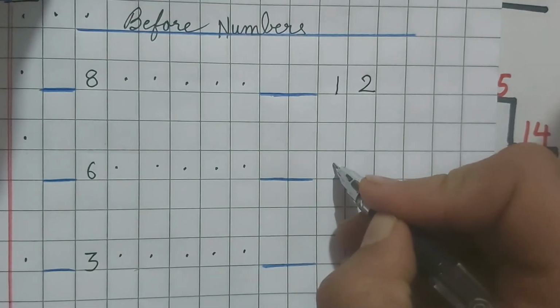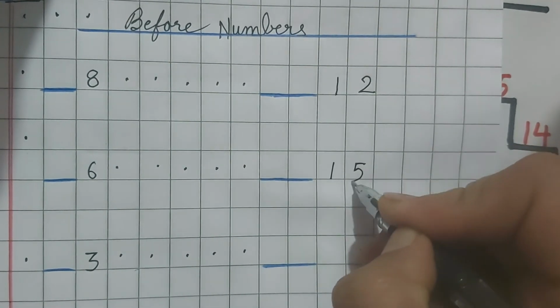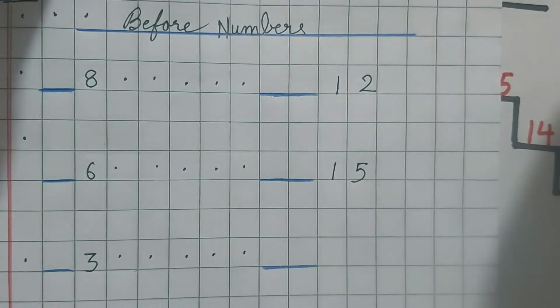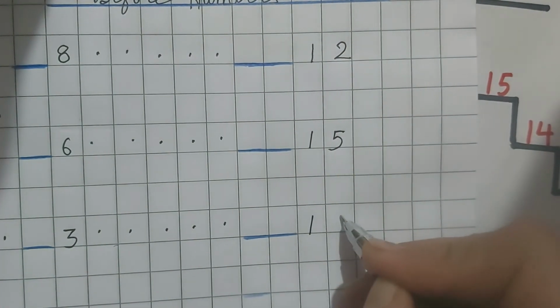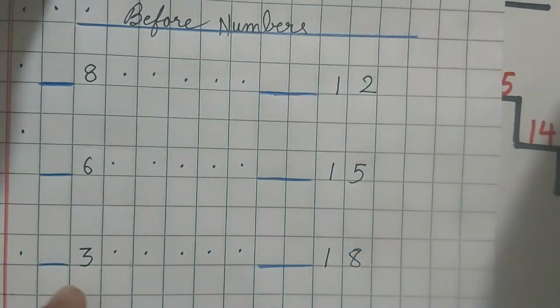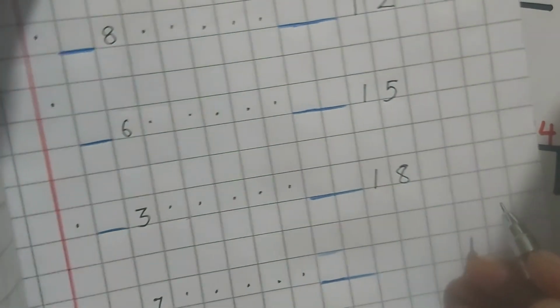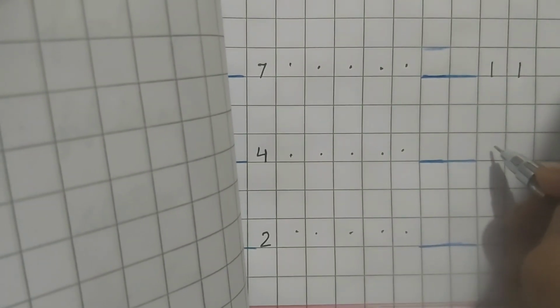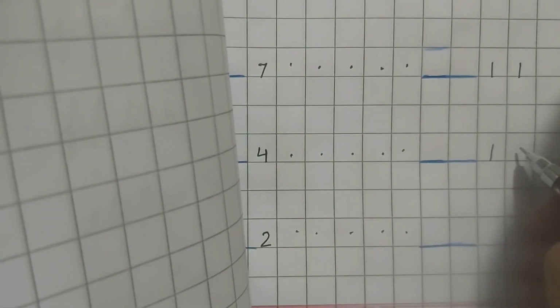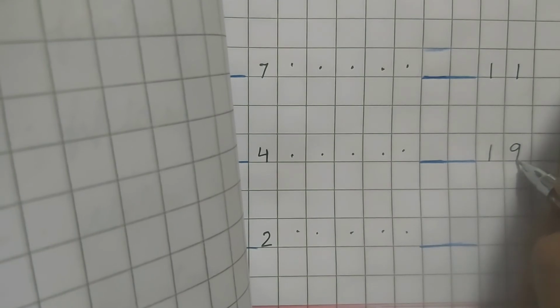Okay. Here I am writing 15. What comes before 15? Here I am writing 18. What comes before 18? Then I am writing here 11. What comes before 11? Then I am giving here 19. What comes before 19?